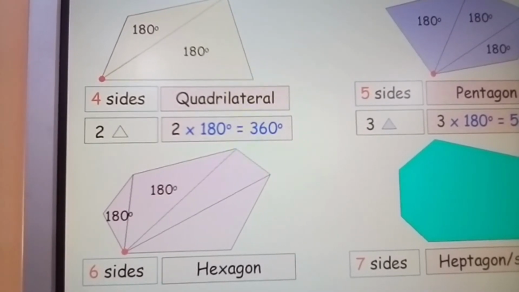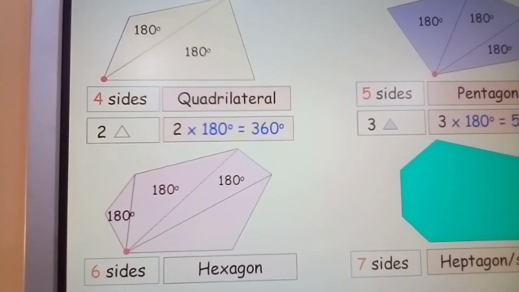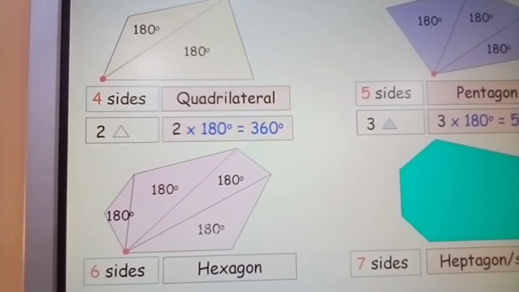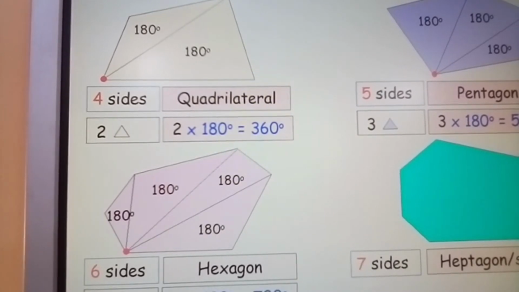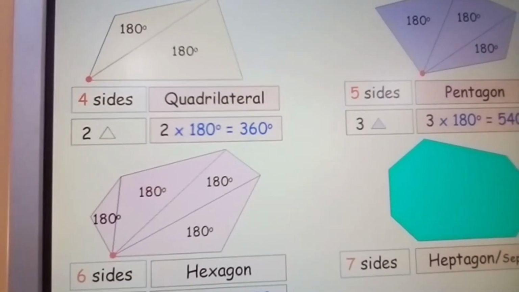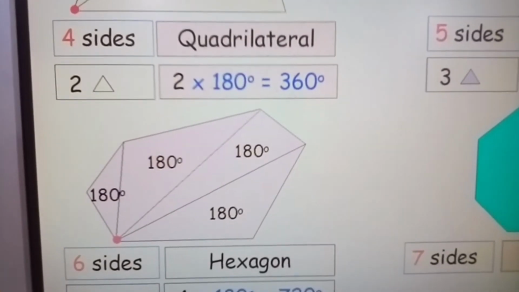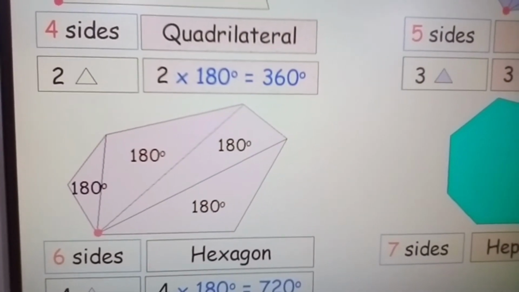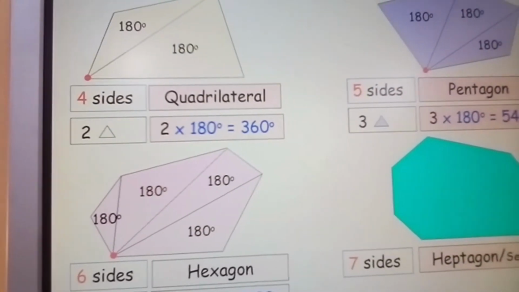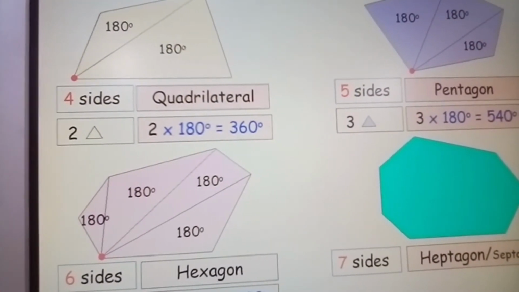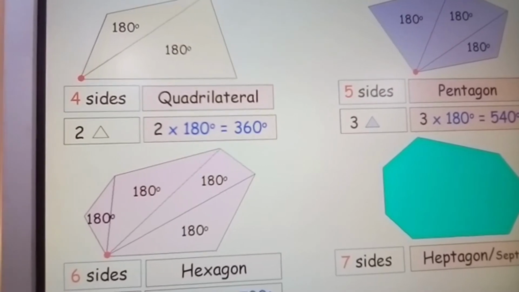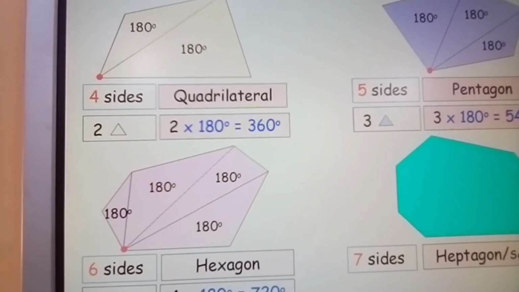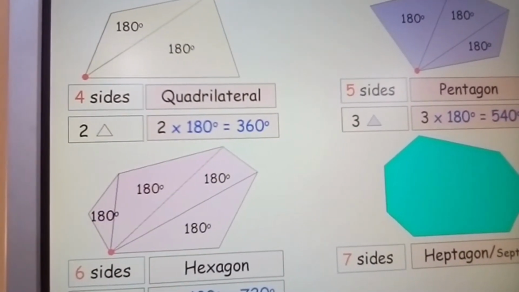180, so it's going to be 4 times 180, and there we have, for this here now we have 720 degrees for our hexagon. So in regards to a hexagon, 6 sides, it will be equal to 720 degrees because we have got 1, 2, 3, 4 triangles within that hexagon.